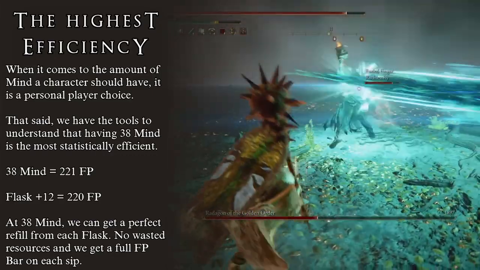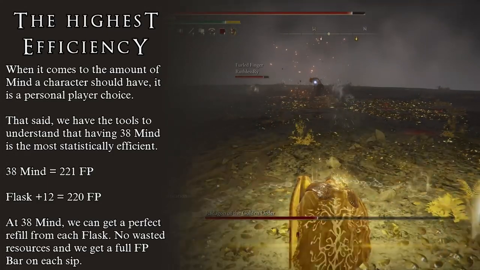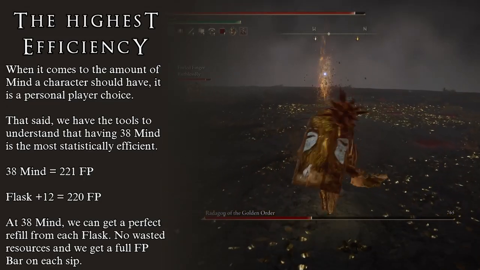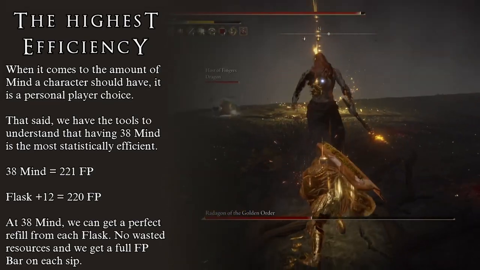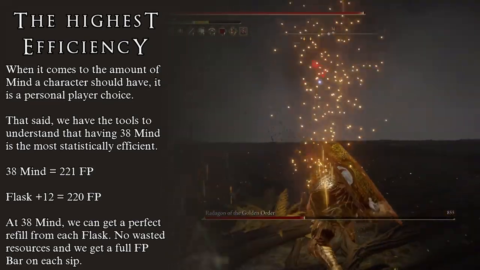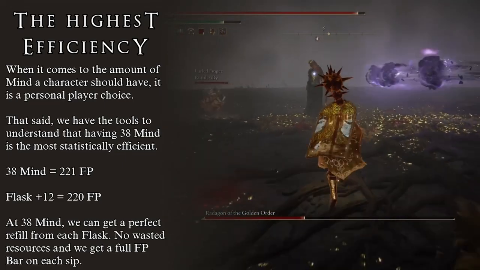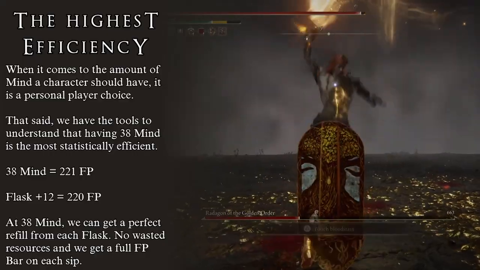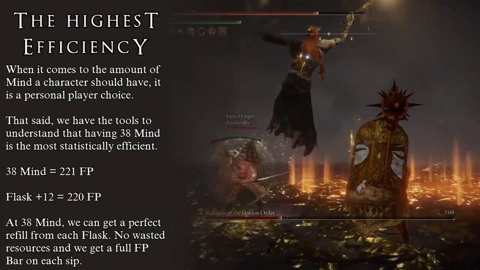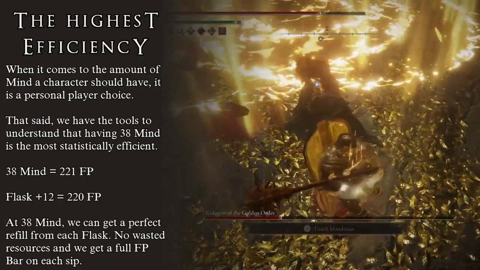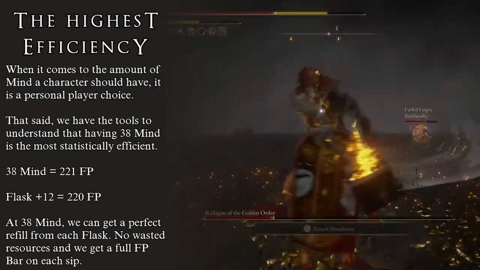Then there are those players like myself who put into mind whatever amount of points they have left in the build. After I have every other stat exactly how I want it, I put the rest of my points into mind. Sometimes that means I have 30 mind, while other times I only have 19 mind in a build. For me, personally, mind is secondary, and I adapt to whatever I have at the moment. At the end of the day, there is no right or wrong way of doing things.